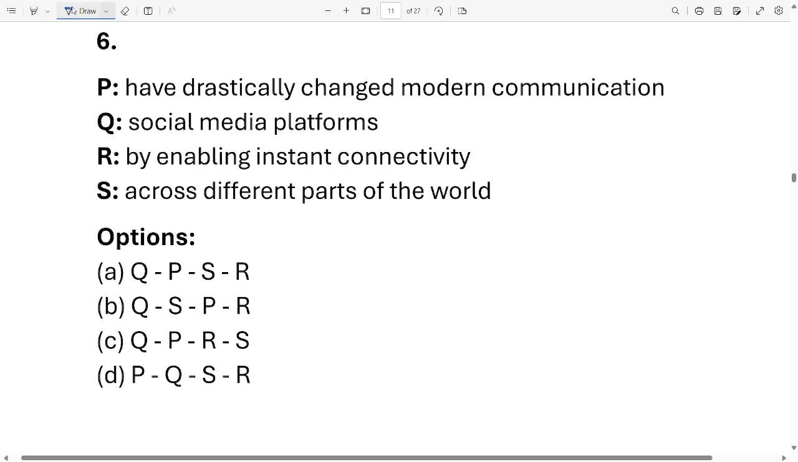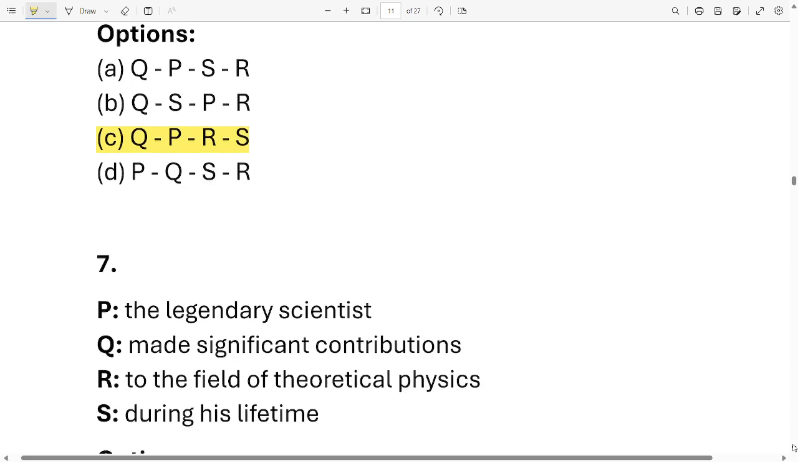Okay, so first is Q. Social media platforms have drastically changed modern communication. It is P. By enabling instant communication. Then R. Across different parts of the world. Okay, so our combination is Q, P, R, S. Okay, so let's see. Q, P, R, S is option C. Okay, let's move on to the next one.